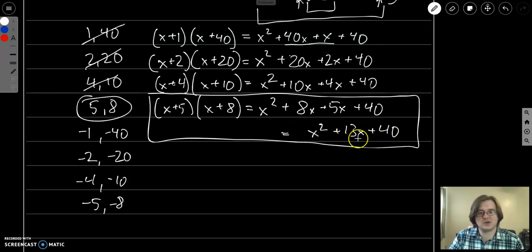When we factor x squared plus 13x plus 40, we will get x plus 5 times x plus 8. And I'll do more examples in the next video.